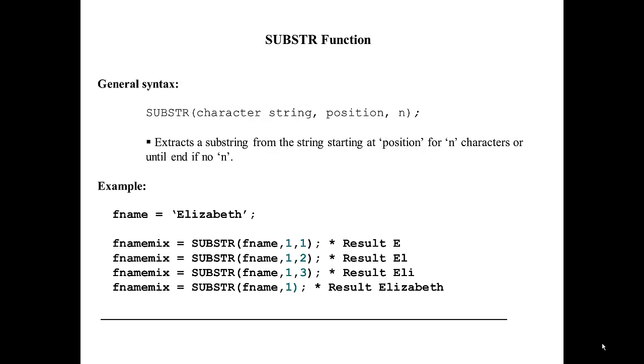In the last example, all we have is fname, comma 1. If there's no third parameter for n entered, then the result is it's just going to take the full name. It's going to go from the first position all the way to the last position in the character string. So again, you can use this in a medical setting if you needed to take apart a patient's subject ID and pull off one part of the ID.